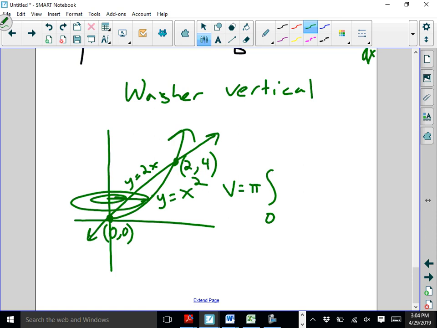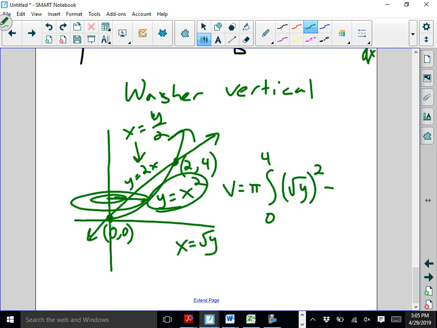The big radius is my right function, but I have to solve this for x equals. So x is going to equal root y. I have to solve this one for x as well. x equals y over 2. So my big radius is root y, squared, minus my little radius, which is y over 2, squared. And again, the whole thing will be dy instead of dx.